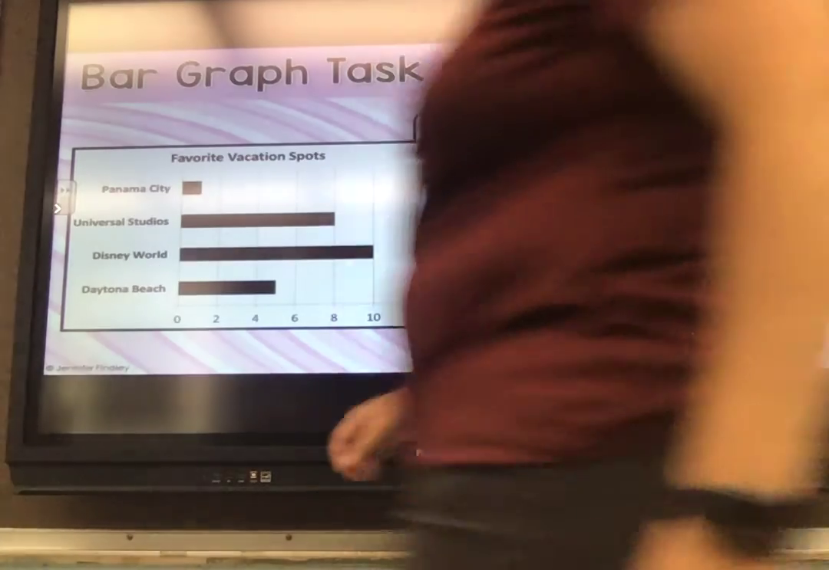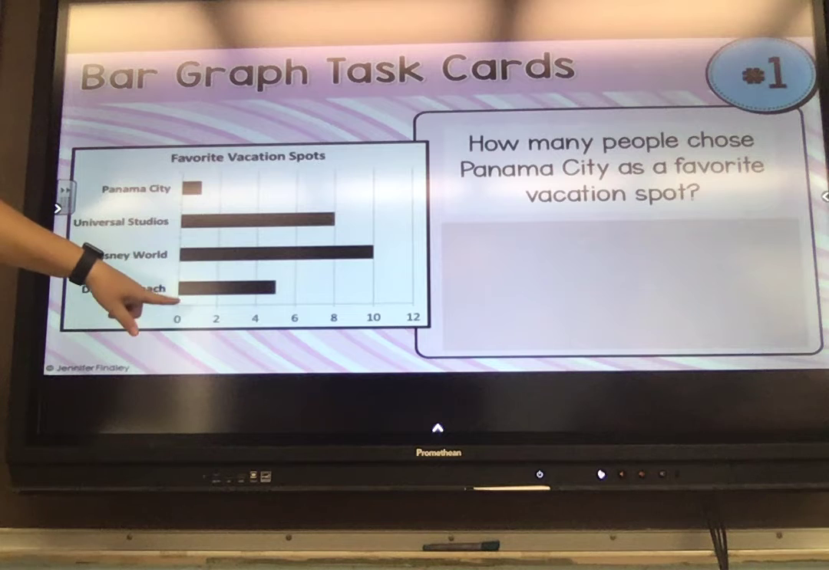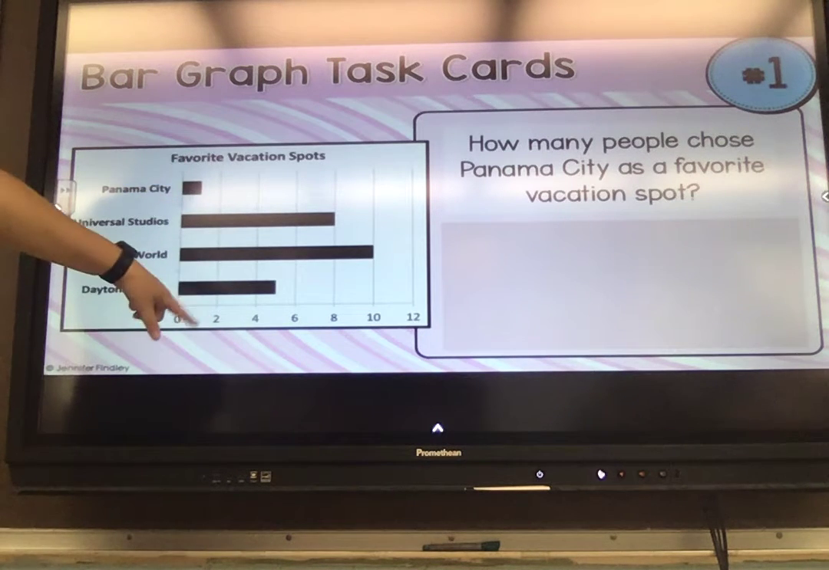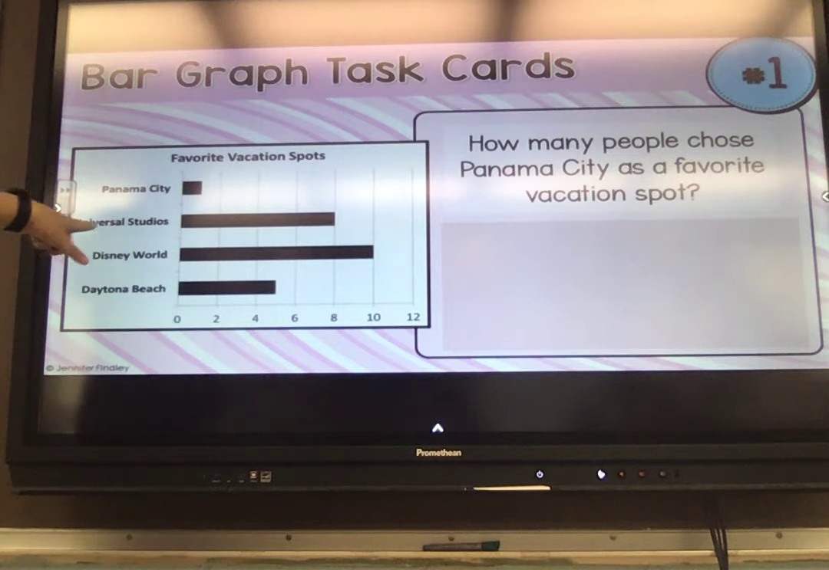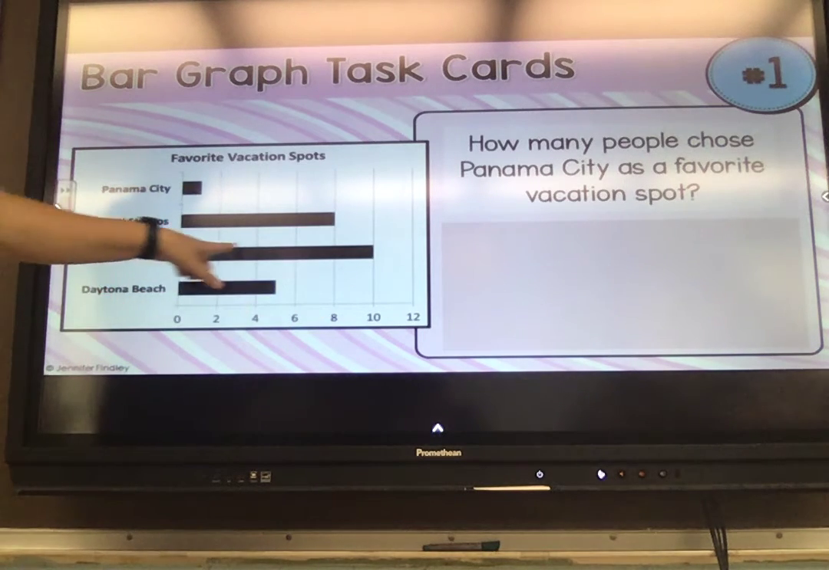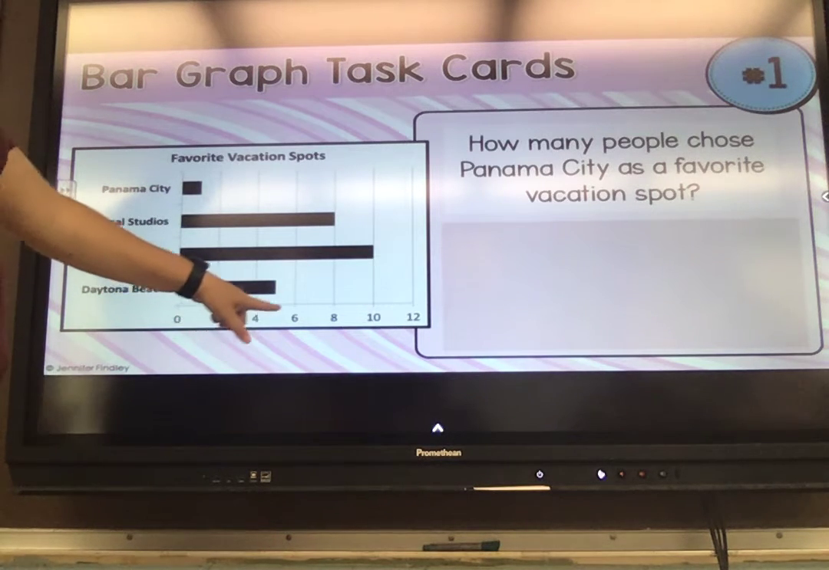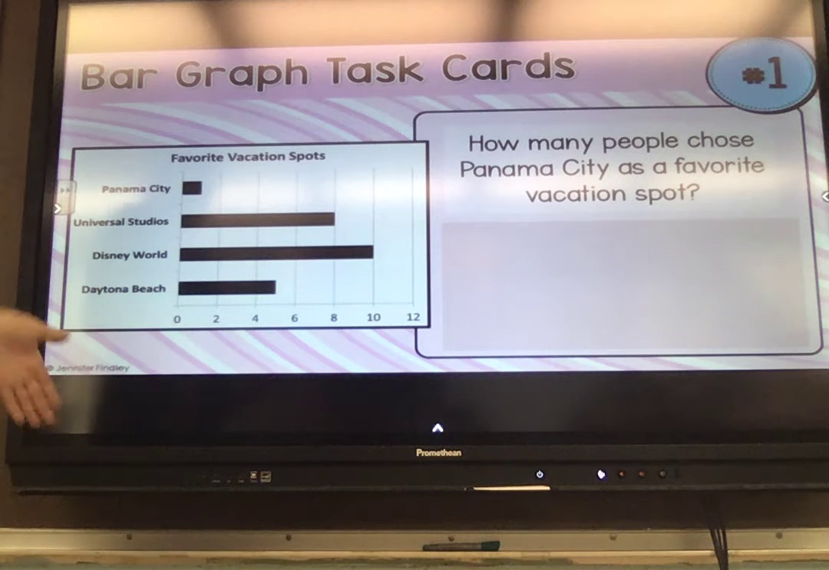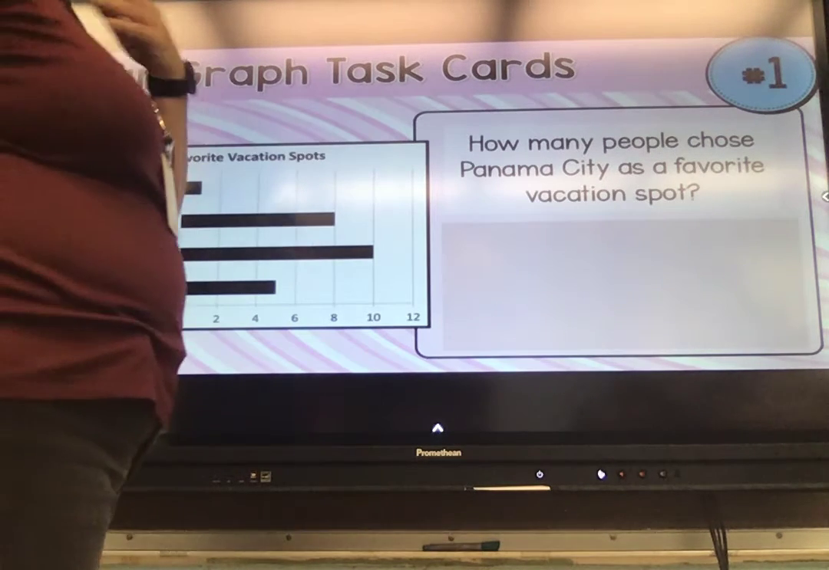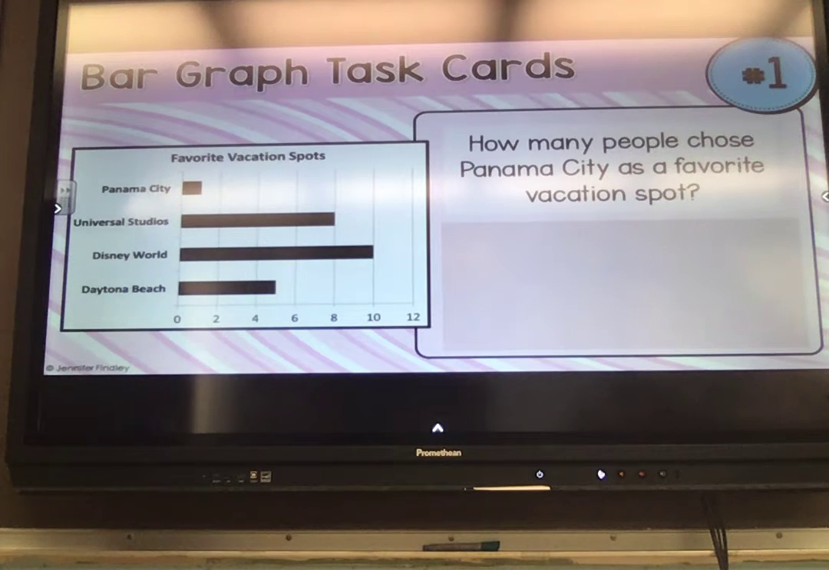Number 1. You've got Panama City. You can see that it goes between 0 and 2, so it's on 1. Universal Studios goes all the way to number 8. Disney World is on number 10. And Daytona Beach is between 4 and 6. So what would be between 4 and 6? 5.